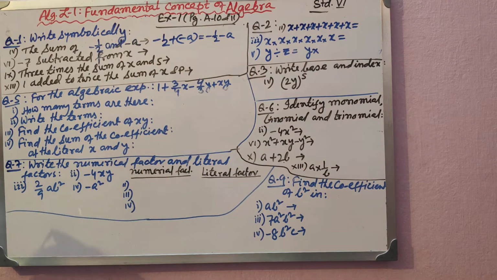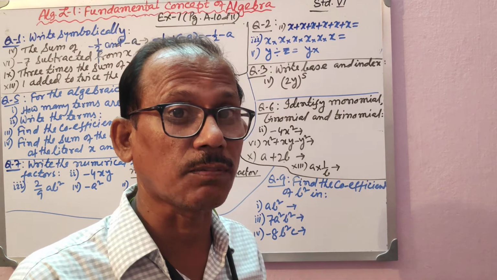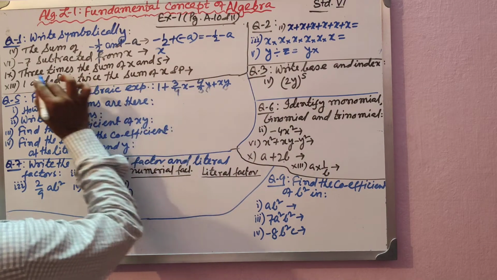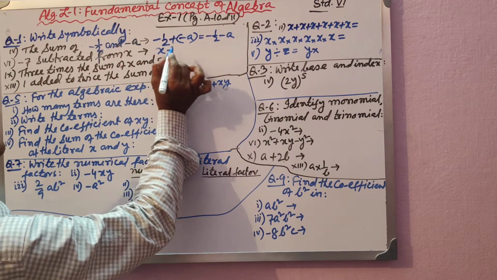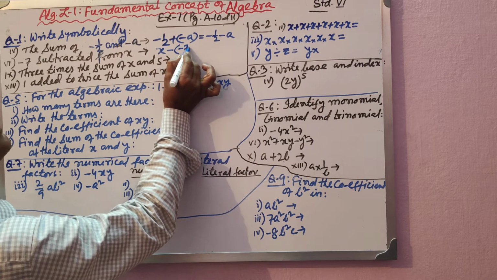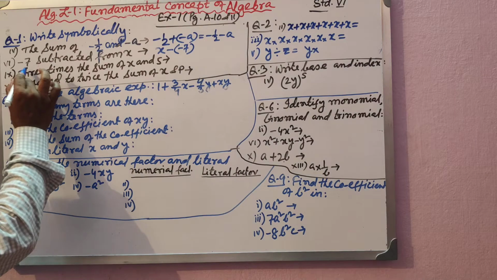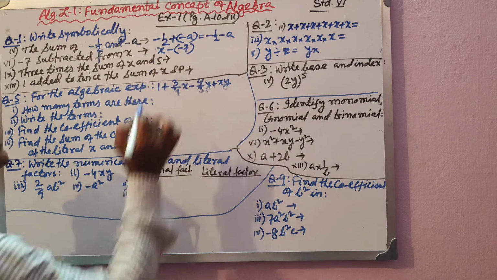Now, minus 7 subtracted from x. See, subtracted from x: what is to be subtracted from x? Minus 7 will be subtracted. What you have to do is subtraction. That will be the answer. Don't write down x minus 7. Write x minus, within brackets, minus 7, because minus 7 has to be subtracted. For subtracted, that is the sign.